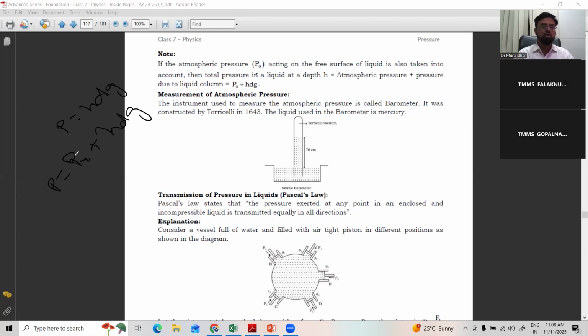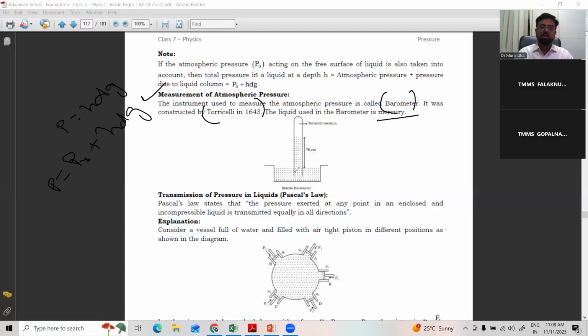Right? So how to measure the atmospheric pressure is given simply. There is a simple method. The instrument used to measure the atmospheric pressure is called a barometer. By using the barometer, you can measure the atmospheric pressure. It was constructed by Torricelli in the year 1643. Torricelli is the name of a scientist. The liquid used in the barometer is mercury.